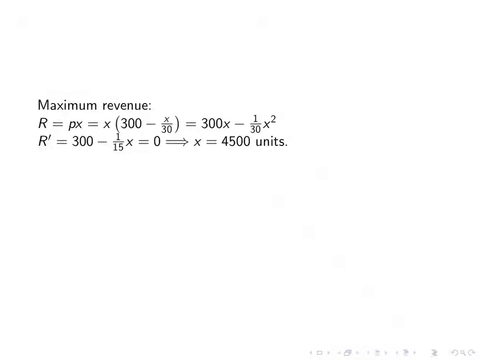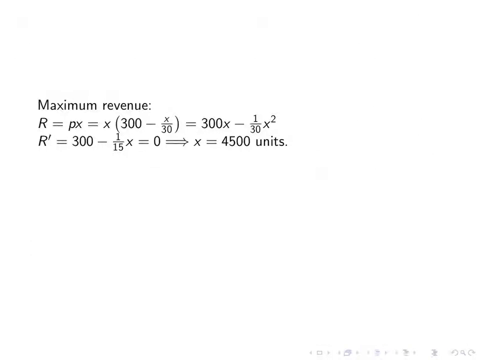Well, R prime is easy to find using the multiplied out form. 300x gives me 300, and the 2 times 1/30 gives you minus 1/15 x. Okay, and you set it equal to 0 to find the critical value. As a polynomial, it's always defined, and you solve this equation and you immediately get 15 times 300, which is 4,500 units. So that's your candidate for the absolute max.